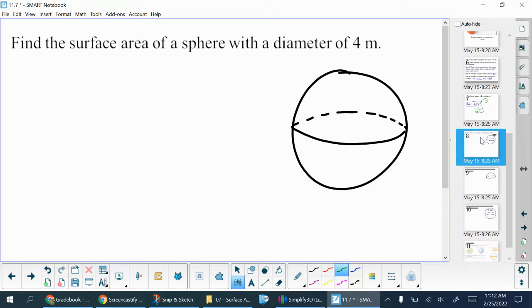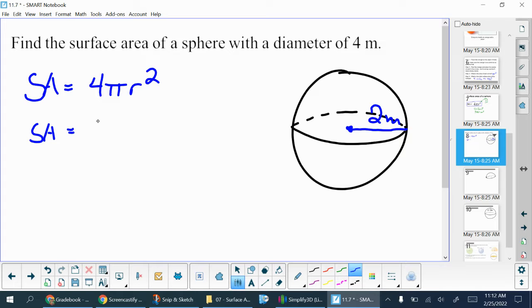Here we've got, find the surface area of a sphere with the diameter of 4 meters. And so the first thing to think about is, well, that diameter is 4. The radius then is 2. I'm going to show my work here. 4 pi r squared is the formula. And I'm going to keep going here, plugging in my values as I go.